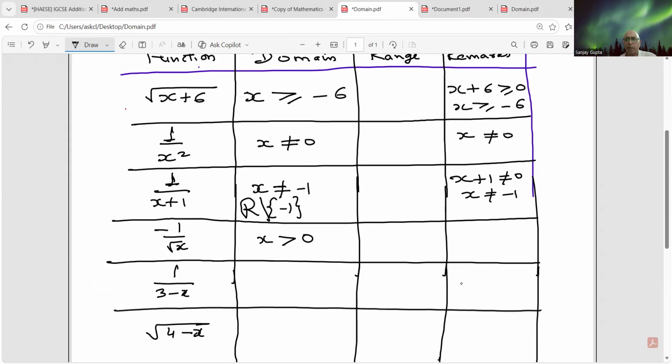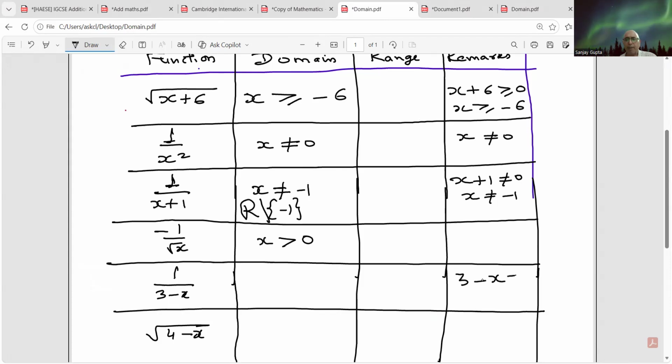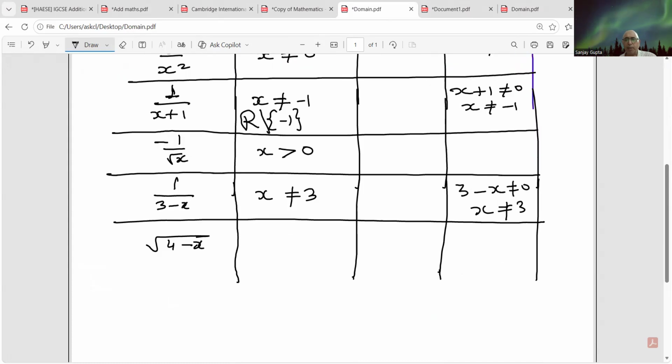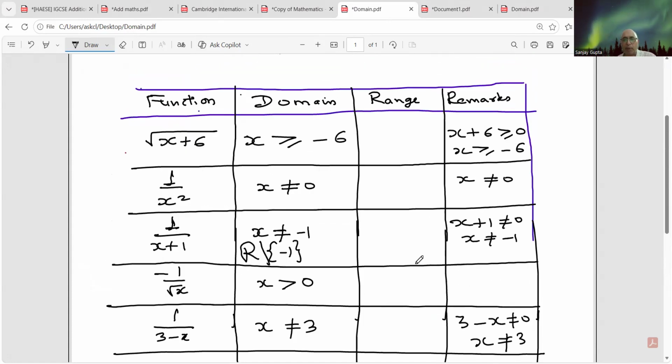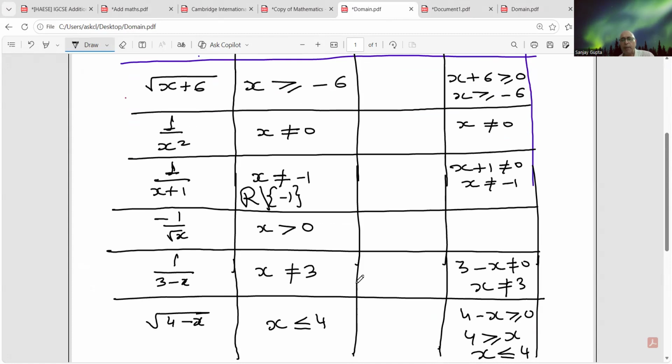3 minus x in the denominator. 3 minus x can't be 0. So x can't be equal to 3. Under root of 4 minus x. 4 minus x has to be either 0 or more than 0. It means 4 has to be greater than or equal to x. It means x has to be less than or equal to 4. Is it right? So that is how the domain of the function can be worked out.